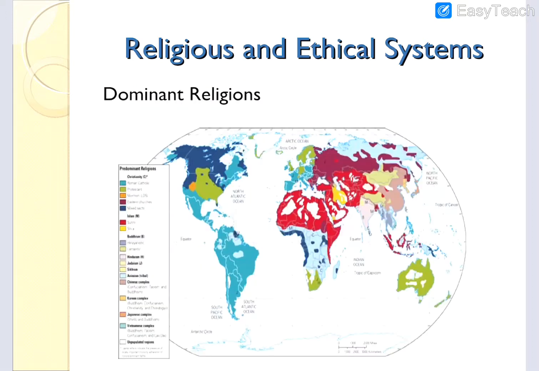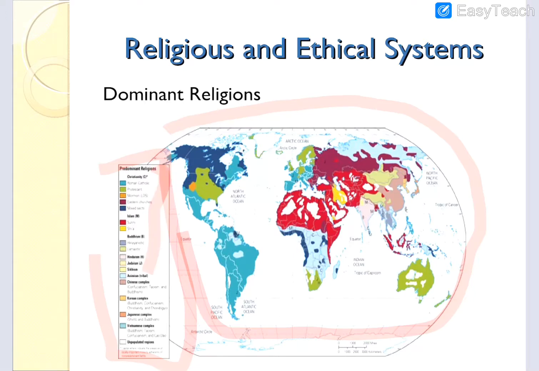Okay, we go one by one. So this is the religion. You can see the dominant religion in the world. Okay, this is not important. We have Roman Catholic, Protestant, Islam. We have Sunni, Buddhist. They have types of religion.